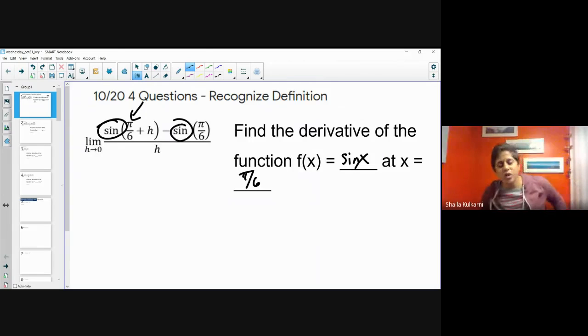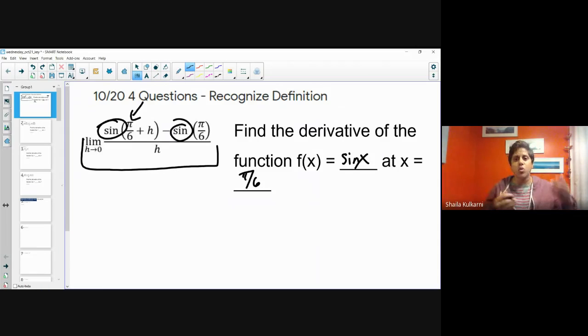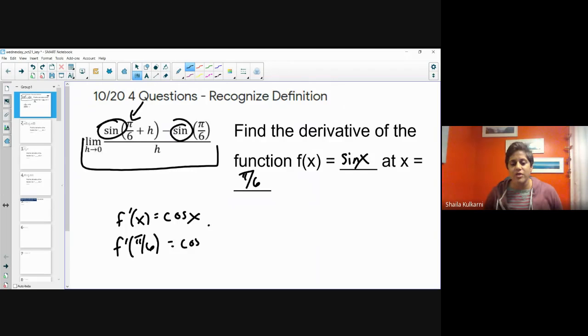You took a quiz where you had to do this the long way. You would go pi over 6, plug it in, pi over 6 plus h, plug it in, set up your equation. And when you set up your equation, this is what it looked like. So now you're reverse engineering. You're saying, okay, what was the original problem? Because now you know that f prime is cosine of x. So if you were to plug in pi over 6, you would get the cosine of pi over 6, which is the square root of 3 over 2. That's problem 1 on the Google form.